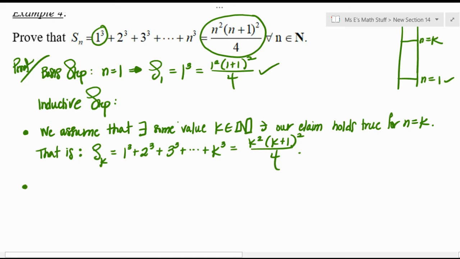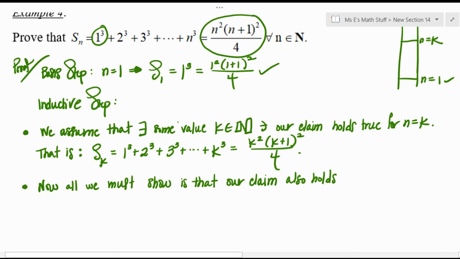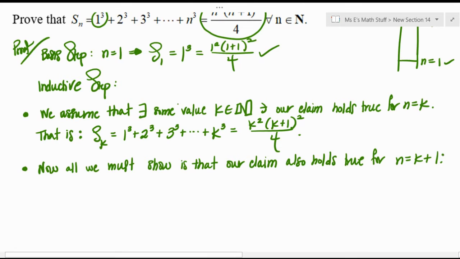Okay, now for the hardest part. So now all we must show is that our claim also holds true for n equaling k plus 1. Okay. All right, let's get started on that.